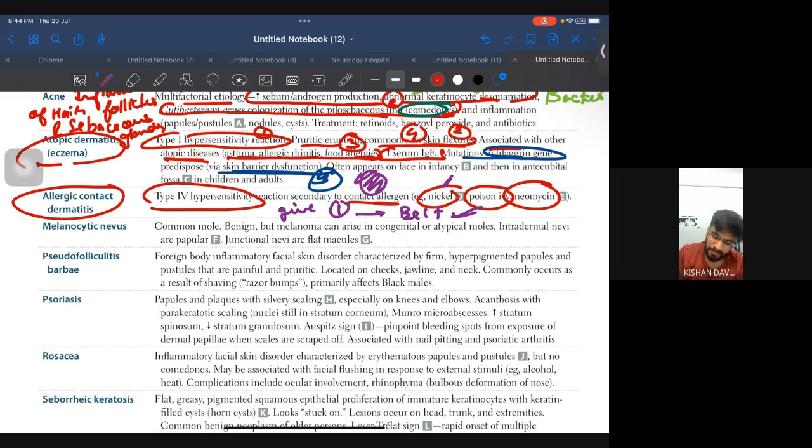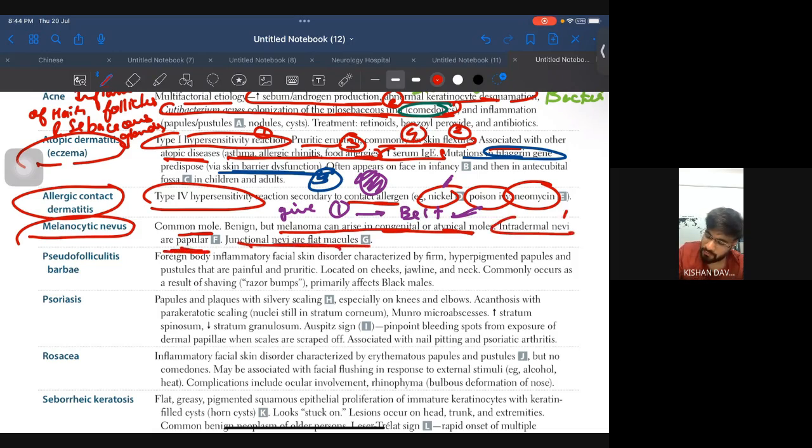Moving ahead, melanocytic nevus. It is a common mole. Benign, but melanoma can arise in congenital or atypical moles. Intradermal nevi are papular. Junctional nevi are flat macules. The first point and second point. This is very important to remember. Intradermal and junctional, papular or macule. You have to remember this. Okay.